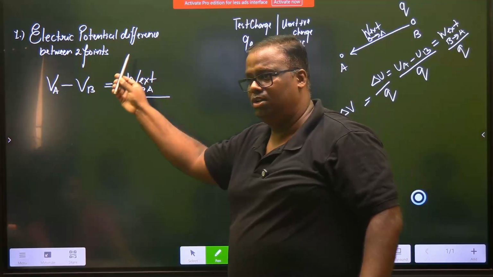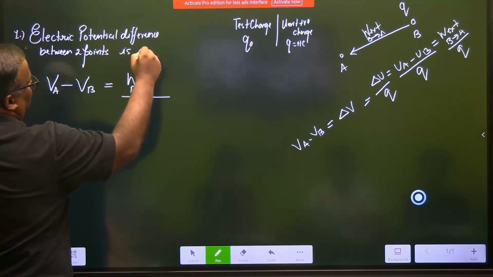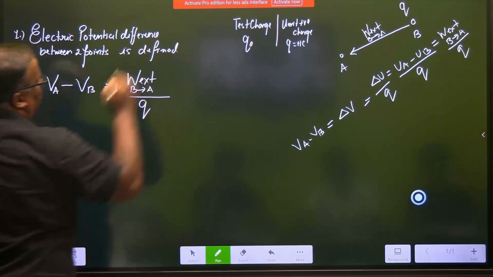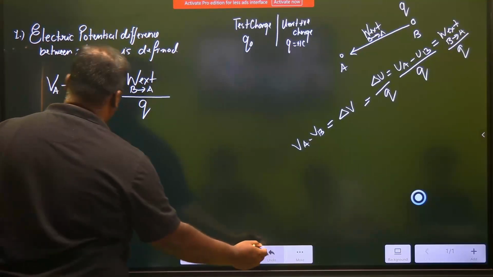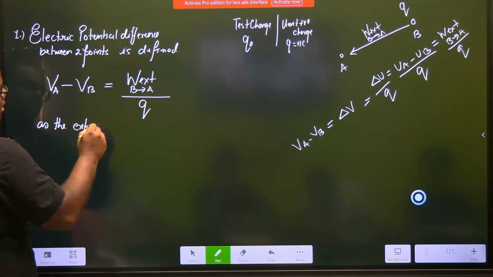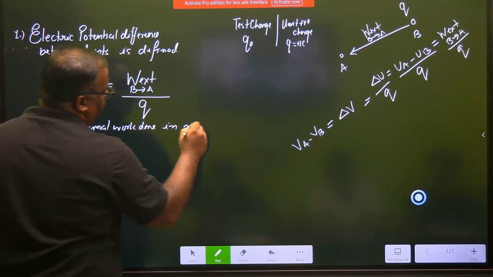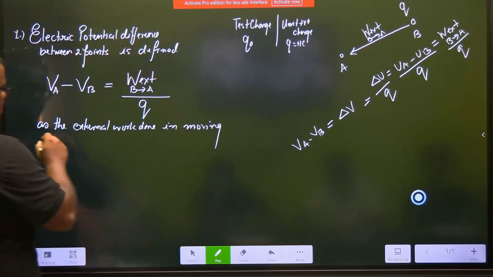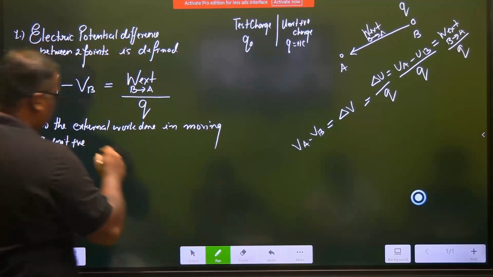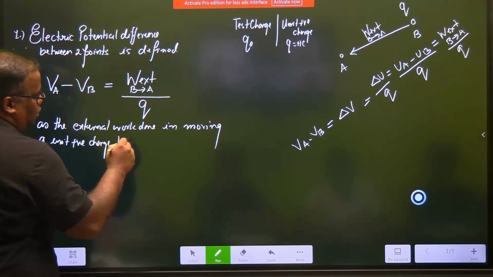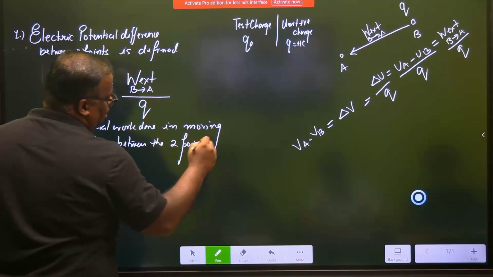So electric potential difference. Now you want to write? Now we can write. Electric potential difference between 2 points is defined as the external work done in moving a unit positive charge between the 2 points.